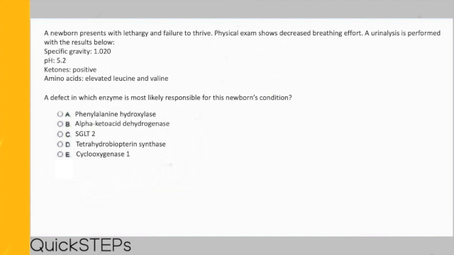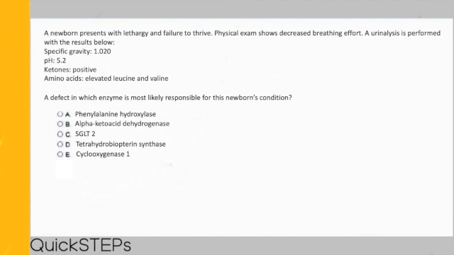A, phenylalanine hydroxylase. B, alpha-ketoacid dehydrogenase. C, SGLT2. D, tetrahydrobiopterin synthase. E, cyclooxygenase 1. So let's just try to internalize and digest this question a little bit. So we have an abnormal urinalysis and failure to thrive in a newborn. This should be screaming congenital defect or some sort of enzymatic deficiency in your head right now.